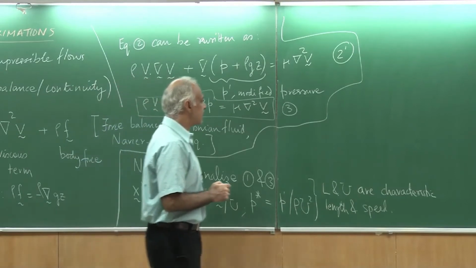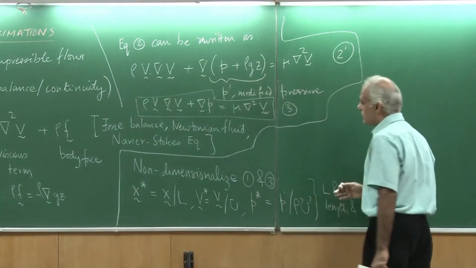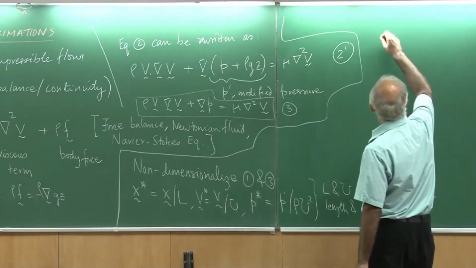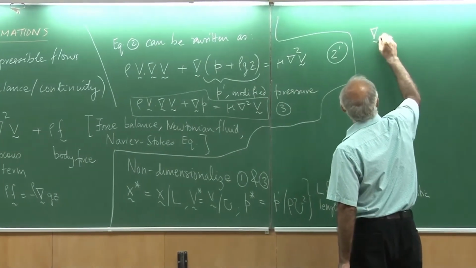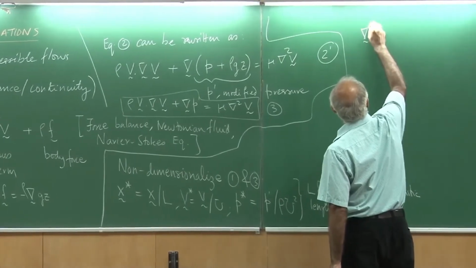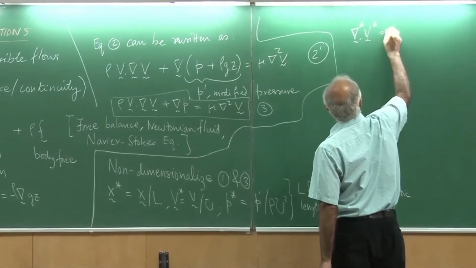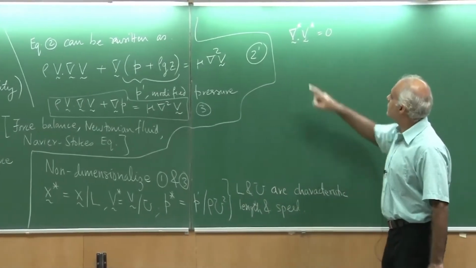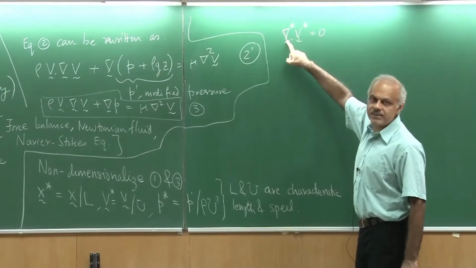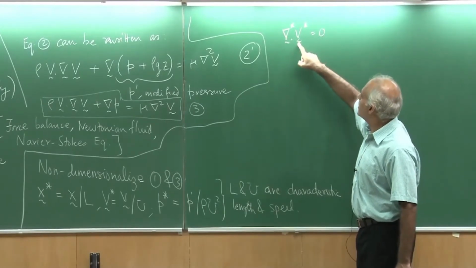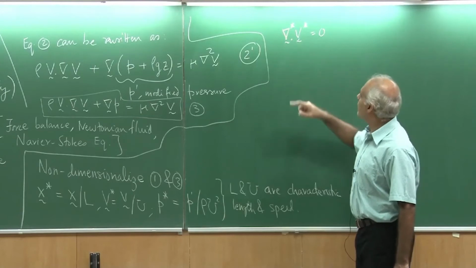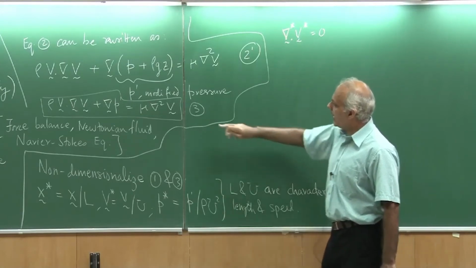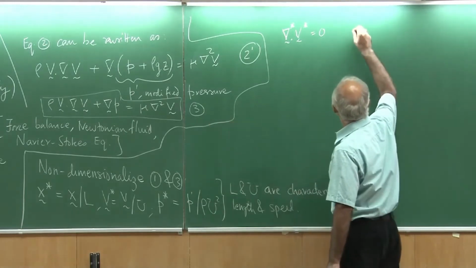So let me just write down the equations for you. You can practice them on your own. So the equations would turn out to be the following. The continuity equation would turn out to be simply divergence star, which is the divergence operator in the non-dimensional form, of the velocity field in the non-dimensional form, equal to 0. So nothing really changes.